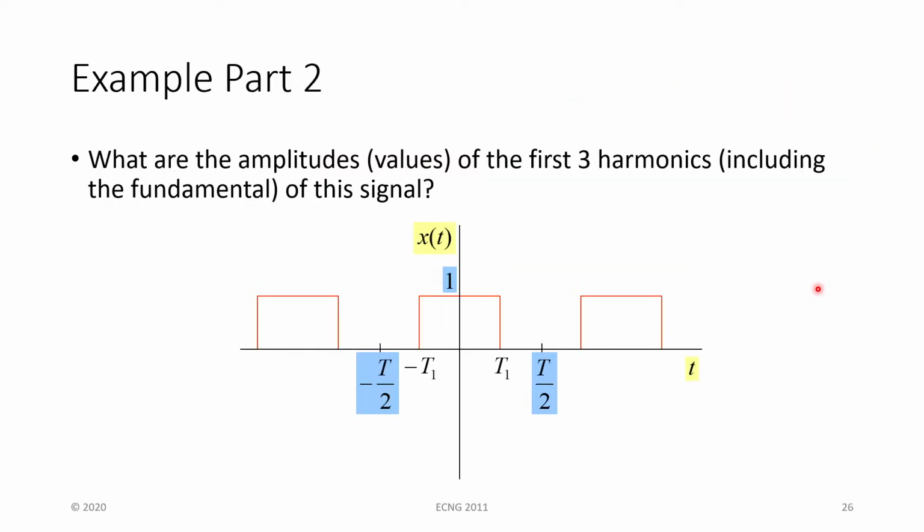So our second example asks us what the amplitudes of the first three harmonics of the same signal from before are going to be. This is where we start applying the CK equation again, but this time, instead of k equal to 0, we'll be going for k equal 1 to 3 because of the first three harmonics.